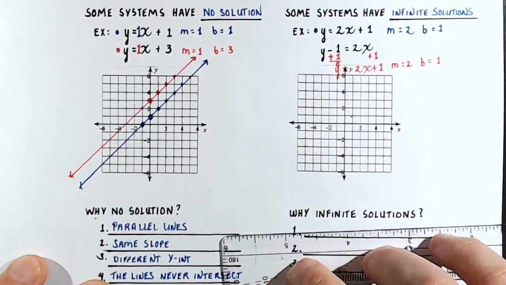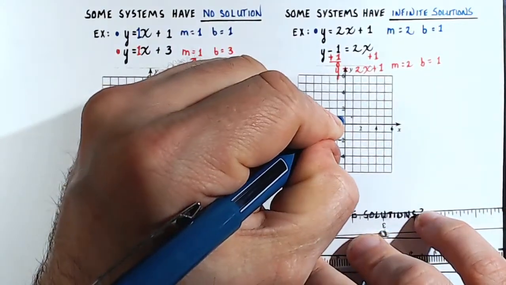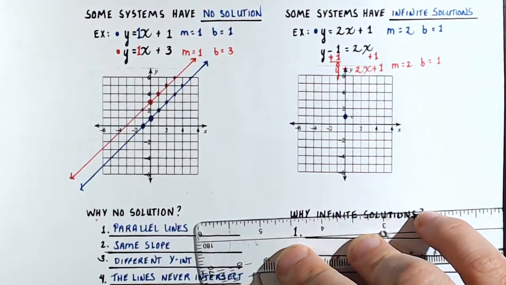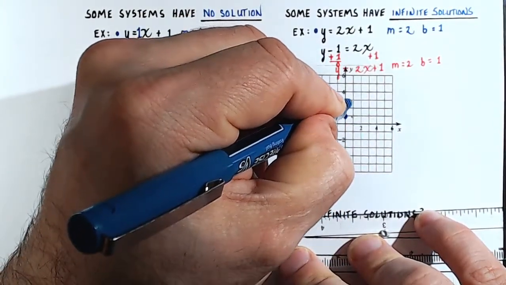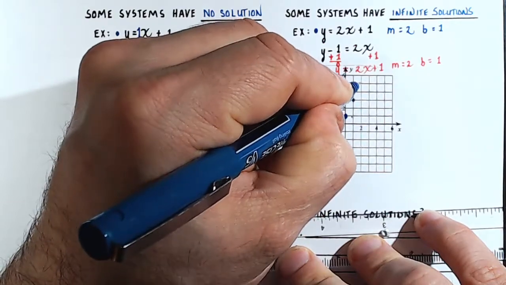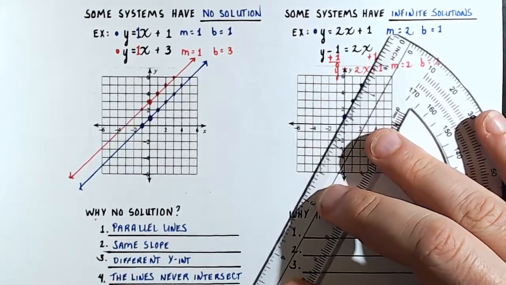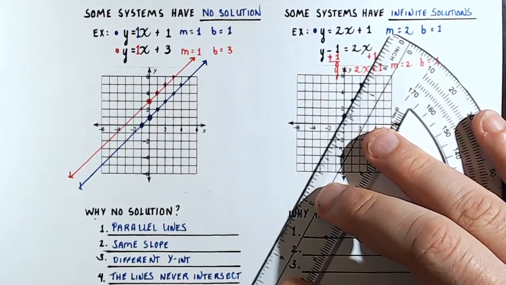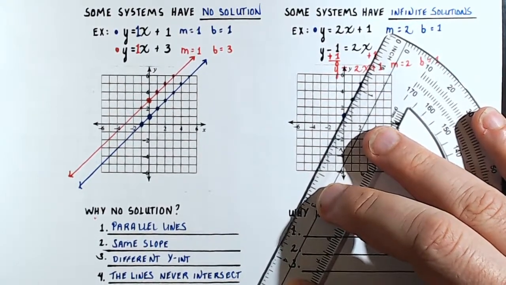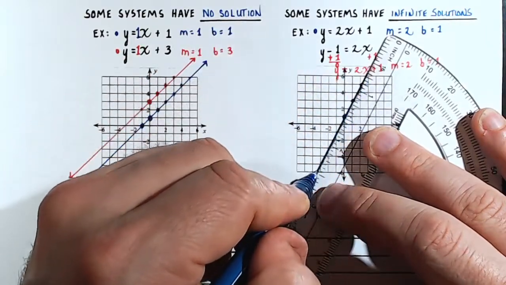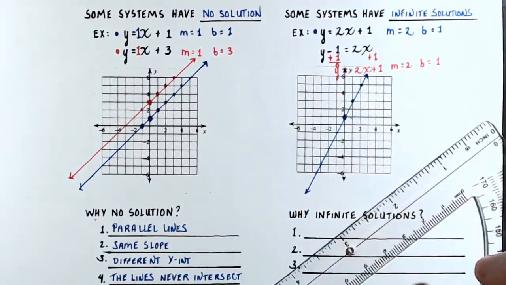So first I'll graph the blue equation. I have a y-intercept at 1 and a slope of 2. So I start at my y-intercept and I go up 2 over 1. Up 2 over 1. Let's now graph in this line. Okay, so that's the blue line.